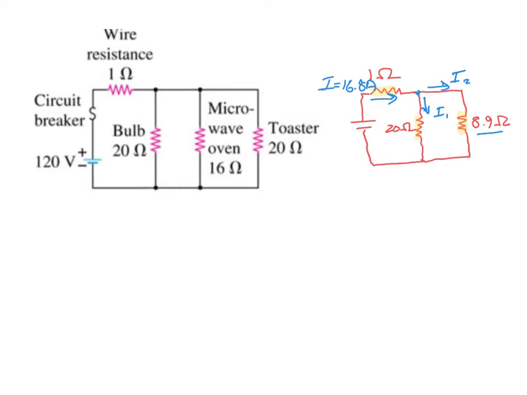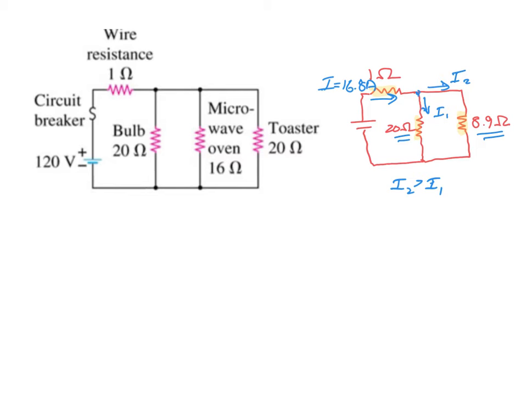Notice that there's less equivalent resistance over here in the branch that I just simplified than there is in the bulb by itself. So I2 has got to be greater than I1. I2 is for sure going to be greater than I1. And it's going to be greater by the ratio of how much less 8.9 ohms is than 20 ohms in comparison with the total amount of resistance between the two branches. Here's what I mean by that.